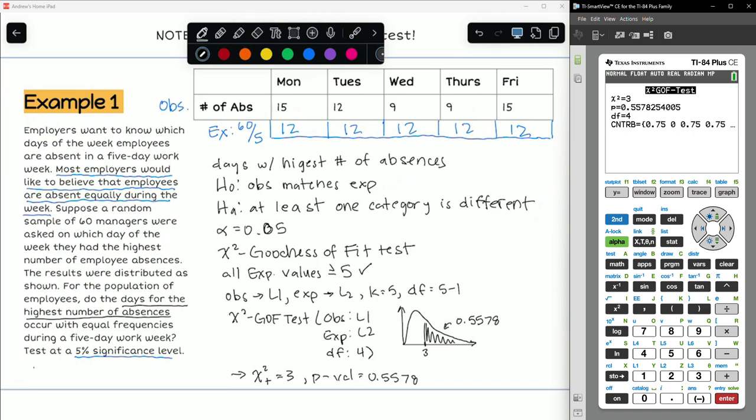Since our p-value is much greater than our alpha, we're going to reject the null. Or fail, sorry. I'm sick and my brain is fuzzy. We are going to fail to reject the null.